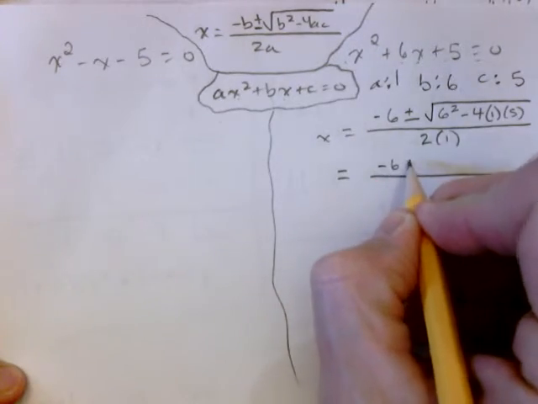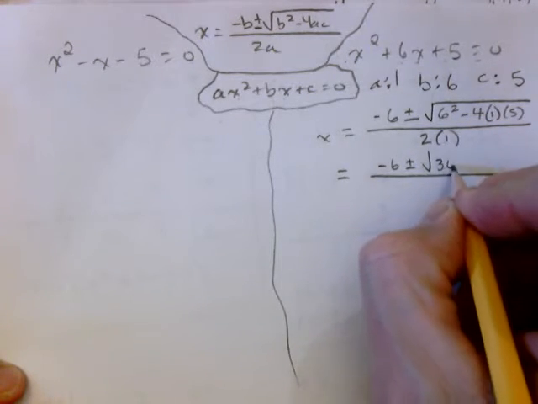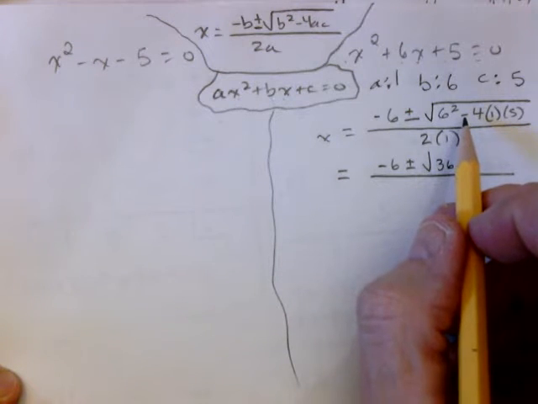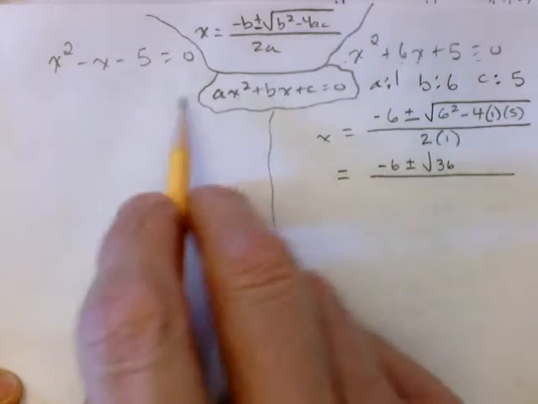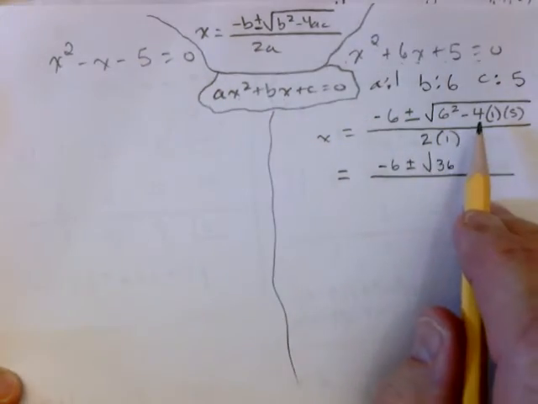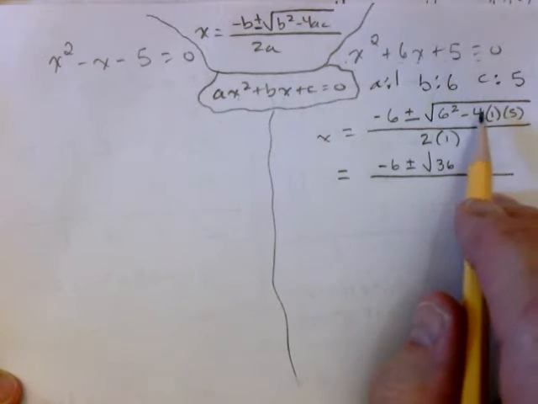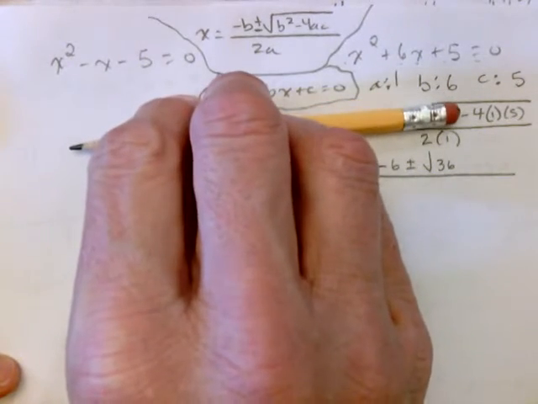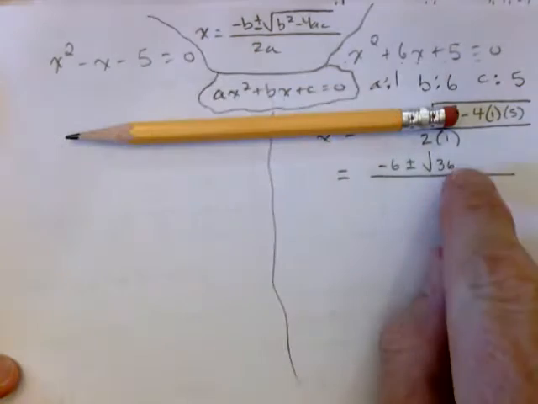So negative 6 plus or minus. Now let's go inside the radical. 6 squared is 36. Here's my recommendation: don't write this minus sign right away. One of the things that you'll notice, for instance in the next example we're going to look at, is that the c value is negative. So when we multiply here, we may end up with a negative product, subtracting a negative. So my recommendation to you is to treat this like you're multiplying 3 numbers together.